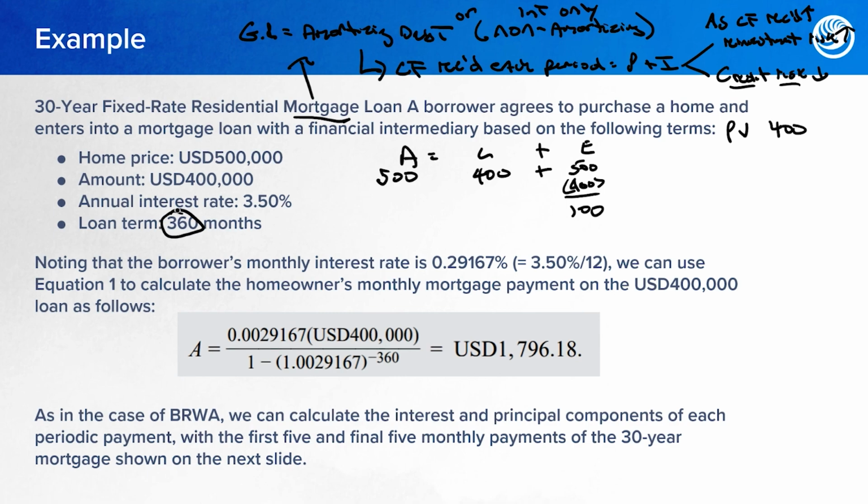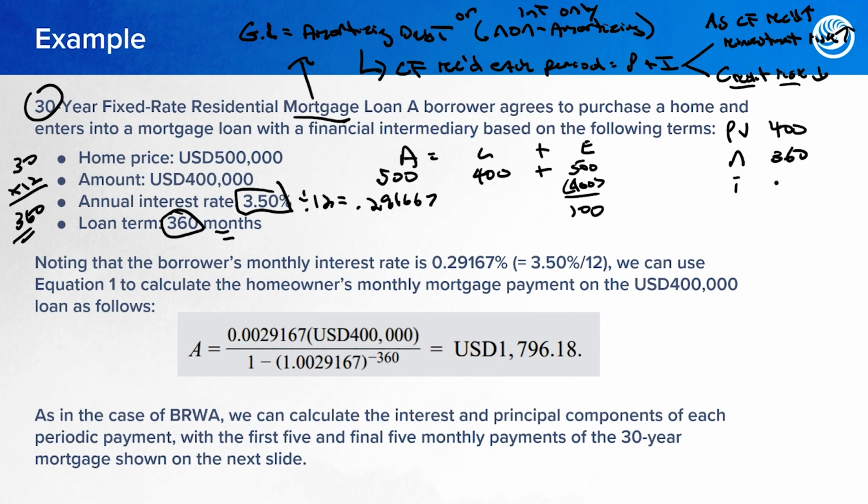Now, it's 30 years, but if we're making our payments monthly, then 30 times 12 months per year, 360 payments. Now your interest rate, 3.5%, but we've got to divide that by 12. We want consistency. What's my monthly rate? Take your 3.5 divided by 12, 0.291667%. That's a percent, folks. We need consistency, monthly.